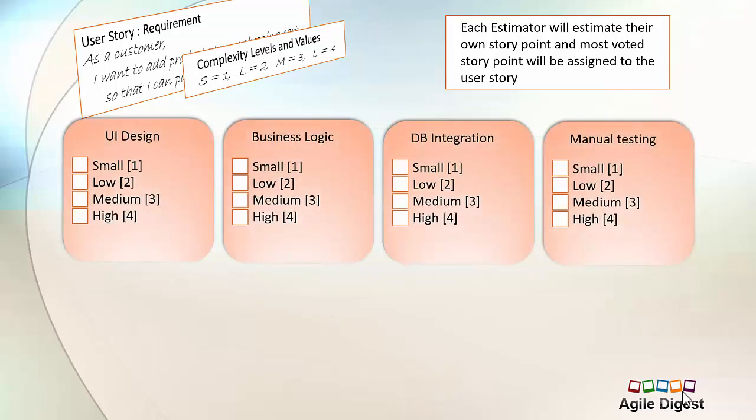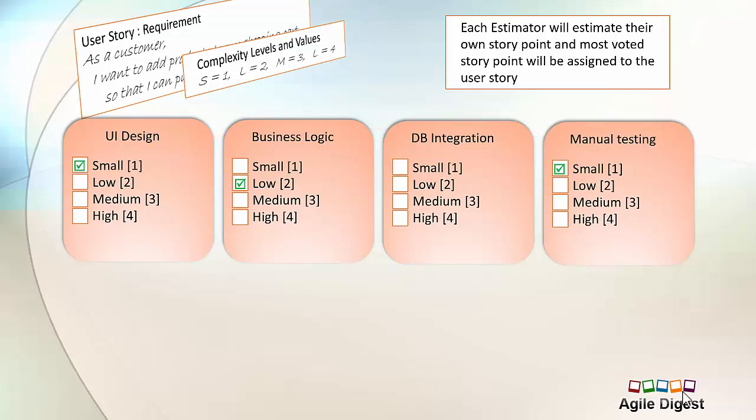How will they calculate it? As we mentioned, these are the different areas we have for our complexity. One is UI design, another is business logic, another is database integration, and then manual testing. And the different levels of complexity we decided for this are small, low, medium, high, and each one has a value of 1, 2, 3, 4. Now, for this particular story, at the time of estimation, everyone will do their own calculation. For example, team member one estimated UI design as small. Business logic, he decided to make it low, that's two. And for this kind of requirement we don't have any database integration, so he left it blank. And manual testing, he said this may need a small manual testing. We are not covering automation testing over here. For example purposes, we are just having these four areas.